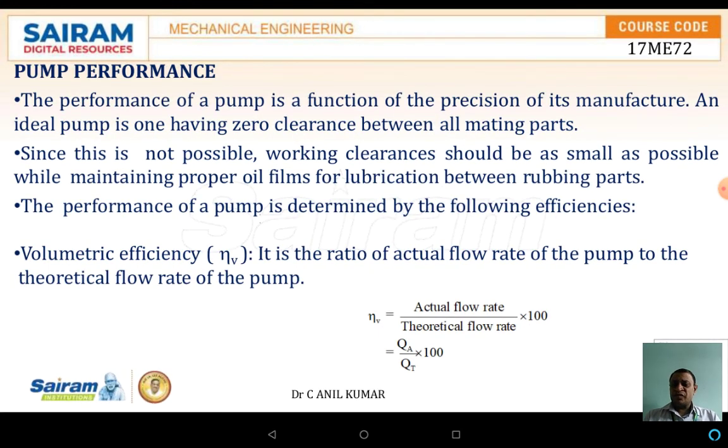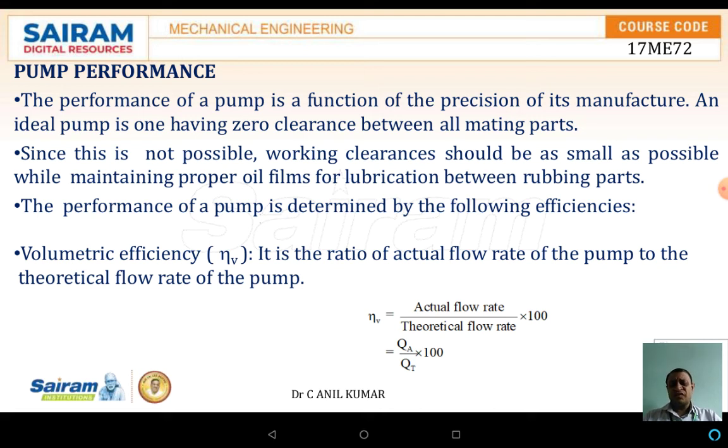Next, the pump performance. The performance of the pump is a function of the precision of its manufacture. An ideal pump has zero clearance between the two meeting parts. Since this is not possible, the working clearance should be as small as possible while maintaining a proper oil film for lubrication between the rubbing or mating parts. The performance of the pump determines the efficiency of the system.